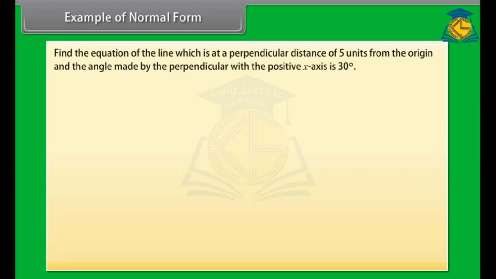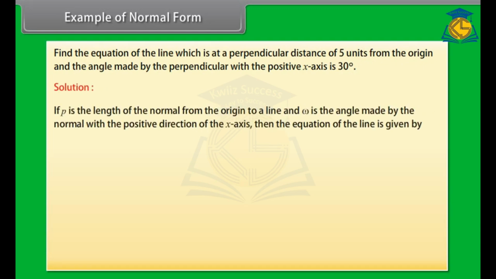Example of normal form. Find the equation of the line which is at a perpendicular distance of 5 units from the origin and the angle made by the perpendicular with the positive x-axis is 30 degrees. Solution. If p is the length of the normal from the origin to a line and omega is the angle made by the normal with the positive direction of the x-axis, then the equation of the line is given by x cos omega + y sin omega = p.